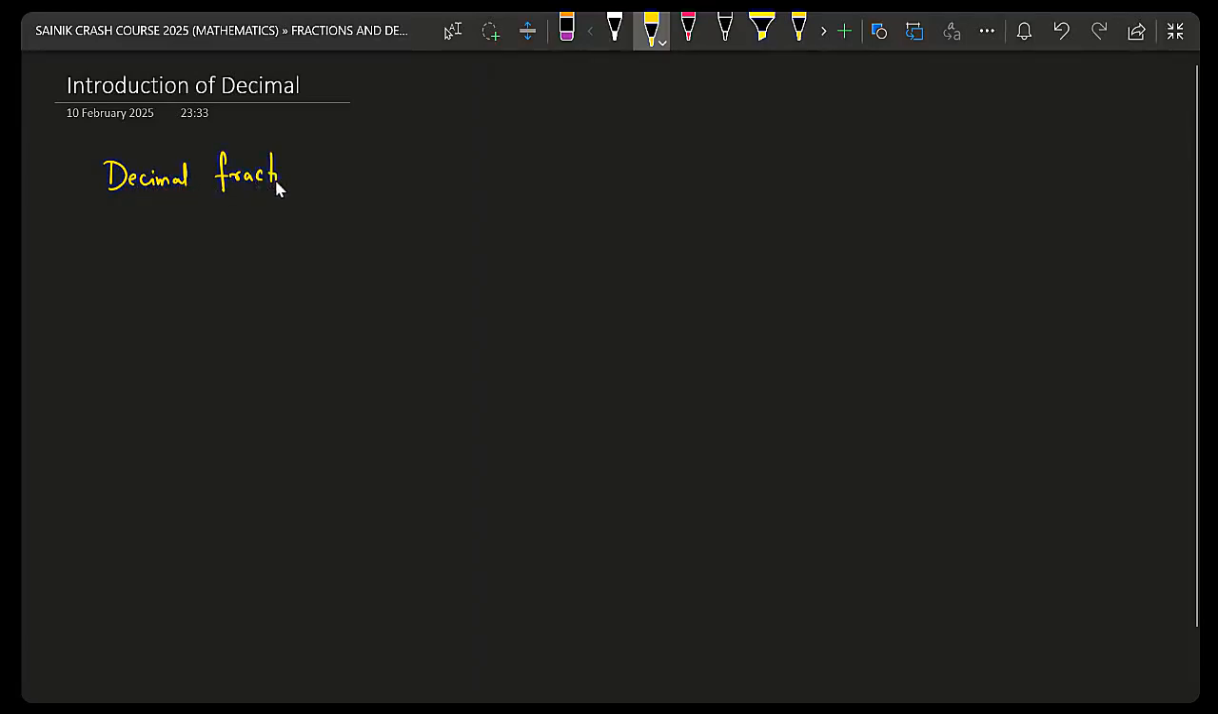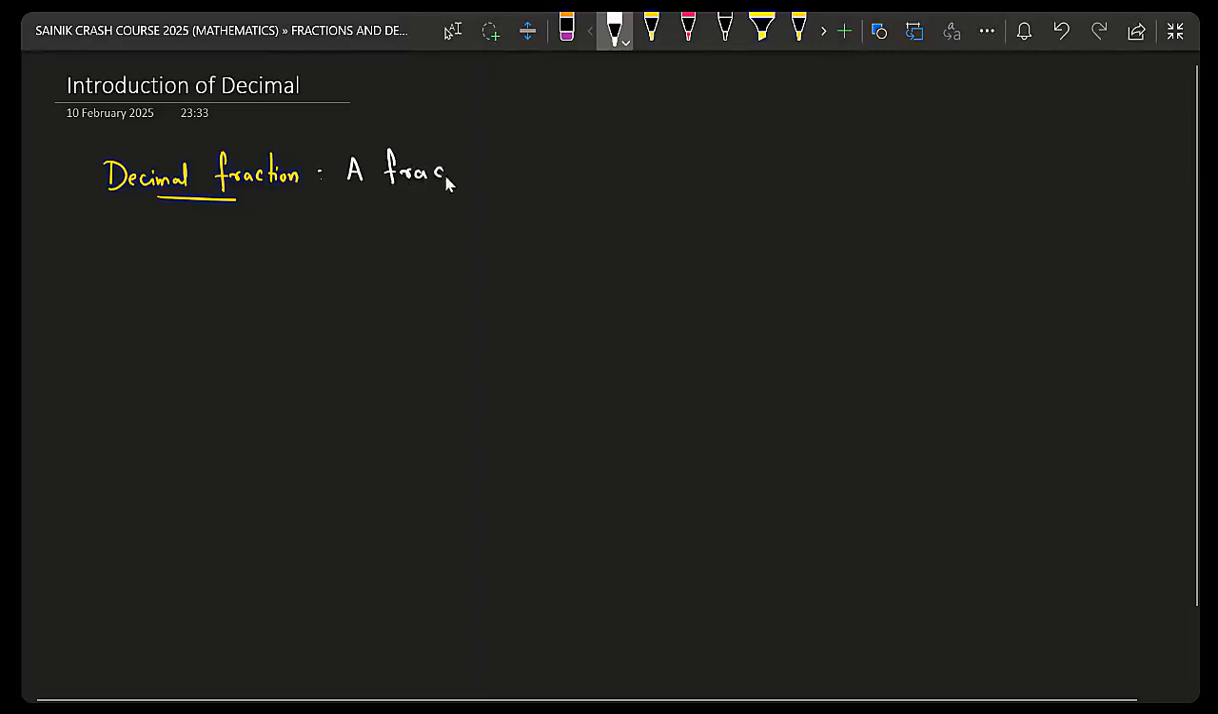So first of all, before knowing decimals, we should know what a decimal fraction is. So let us write what is a decimal fraction. A decimal fraction is also a fraction, but it has one condition. It is a fraction having any power of 10 as denominator.